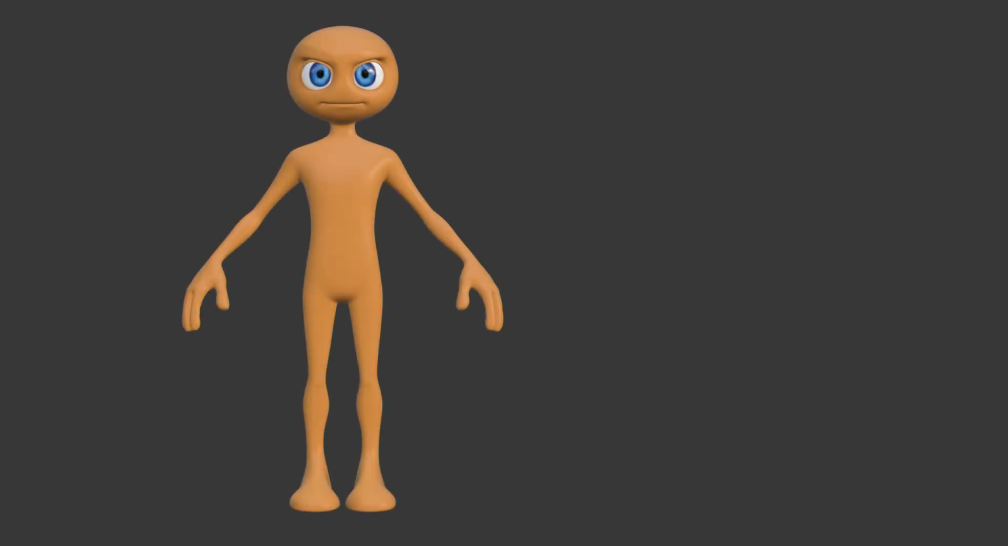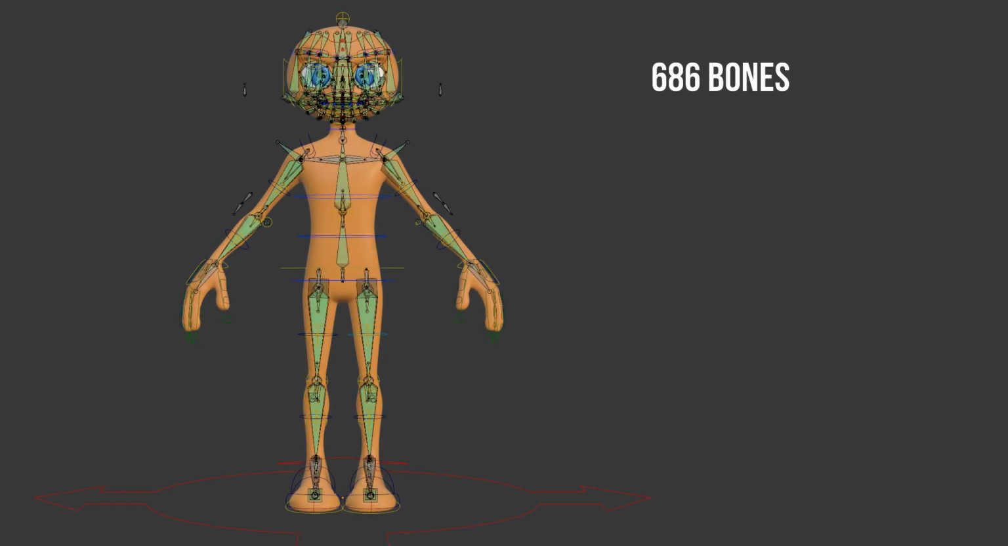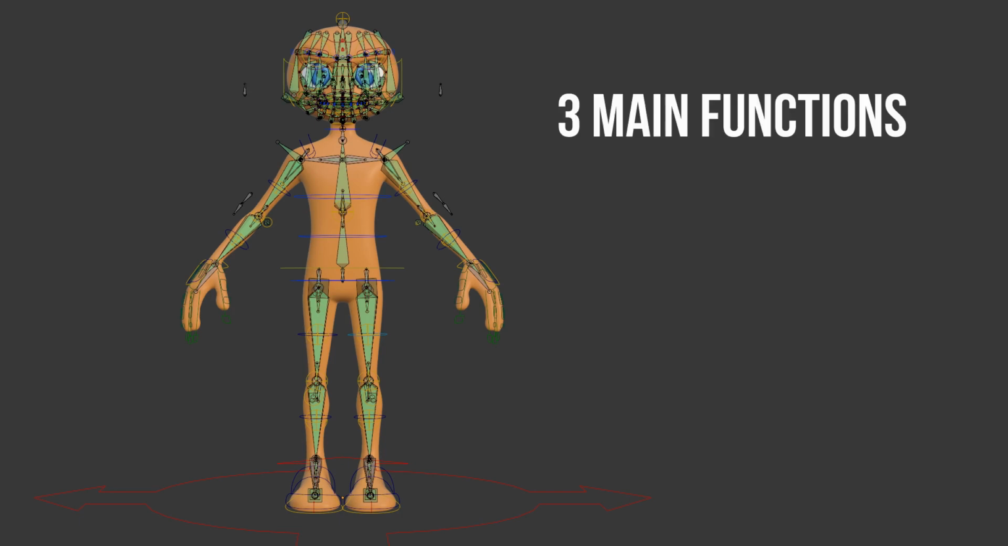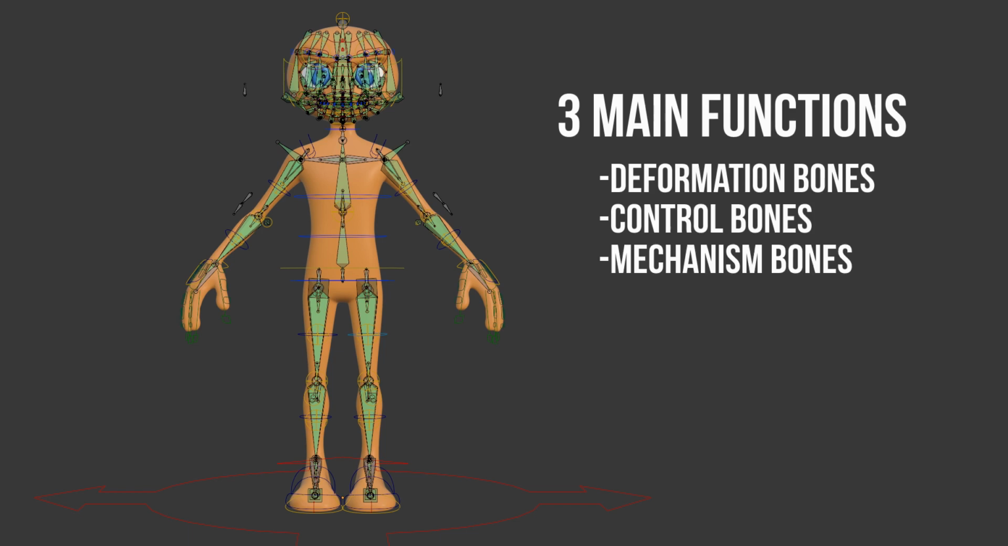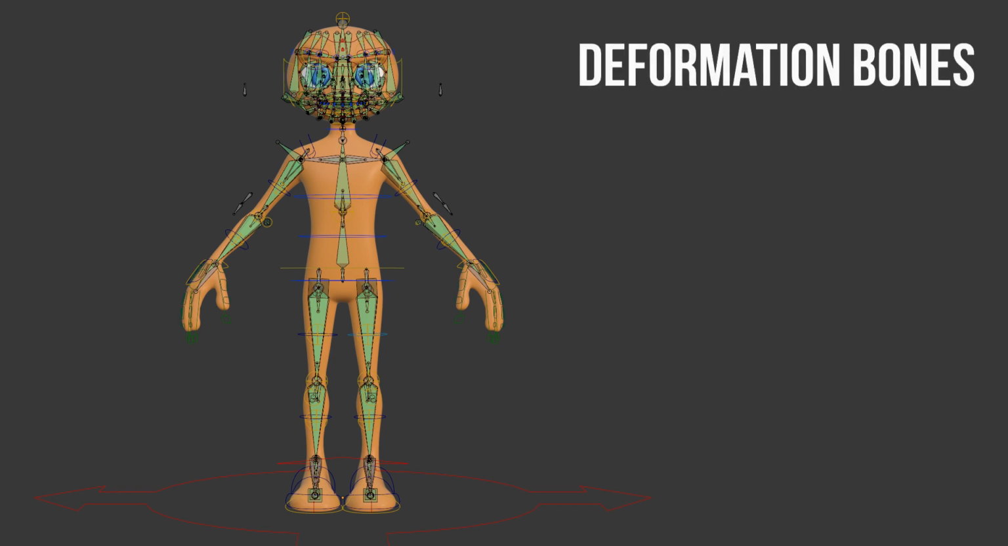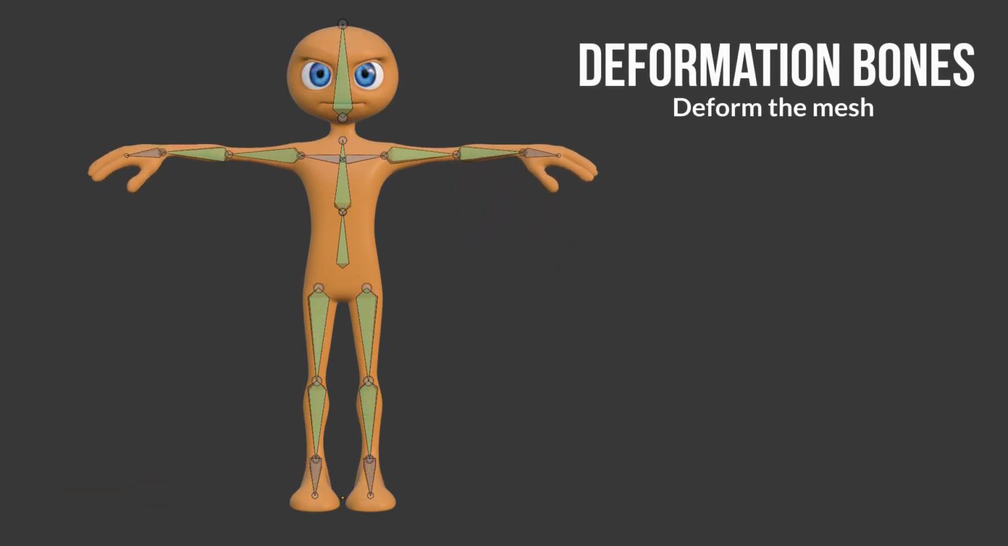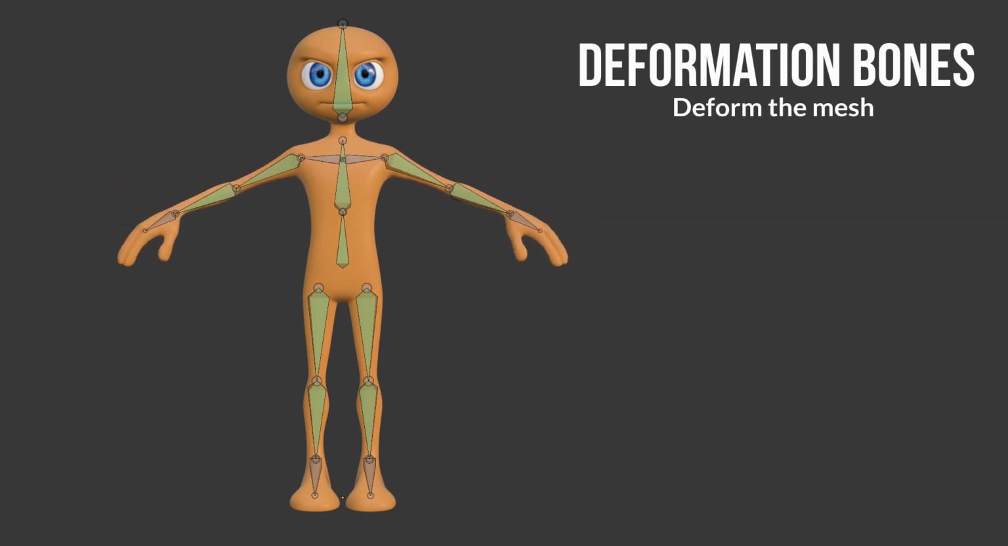Now, first off, you might look at a rig that has lots of bones and be really confused. But really, in all of these bones, and in any rig in fact, there are only three main functions that any bone will have. There will be deformation bones, control bones, and mechanism bones. So the deformation bones are the ones that actually deform the mesh. They do all the bending and the twisting.